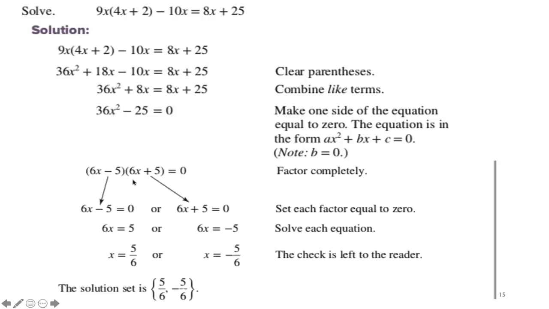and now we can factor this. This is actually the difference of squares that we just saw. So this is 6x minus 5, 6x plus 5, and then again, either this is 0 or that is 0, and so either x is 5/6 or negative 5/6.